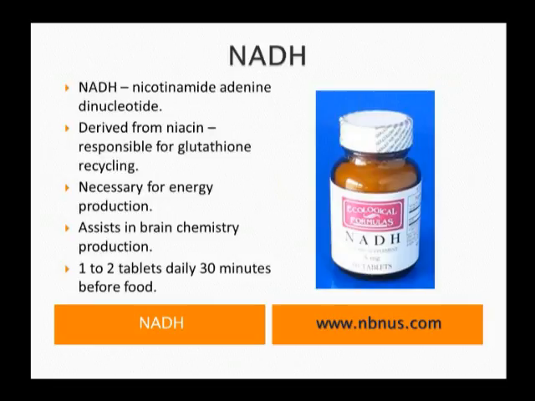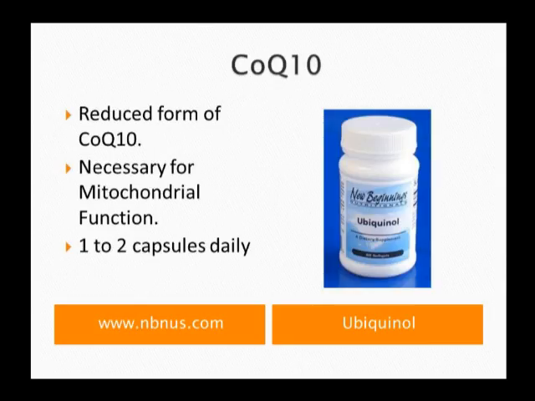NADH along with CoQ10 along with carnitine is often given in combination for individuals who are thought to have or have documented deficiencies in mitochondrial function, which is something that can actually be detected from an organic acid test from Great Plains.